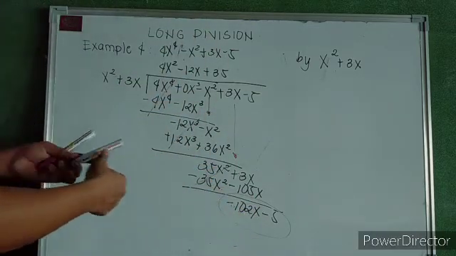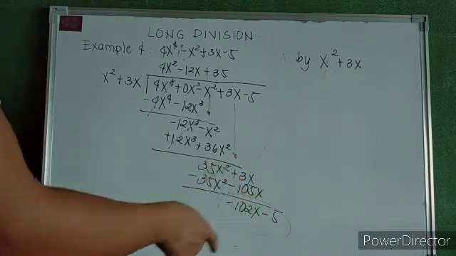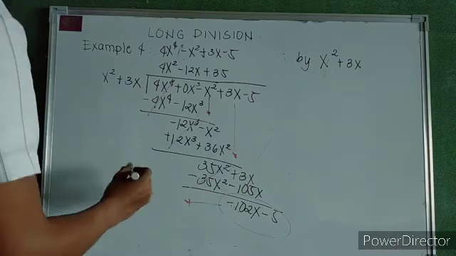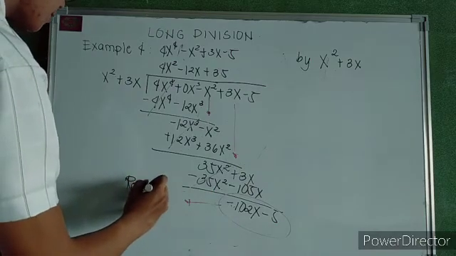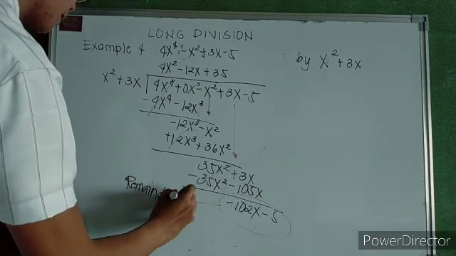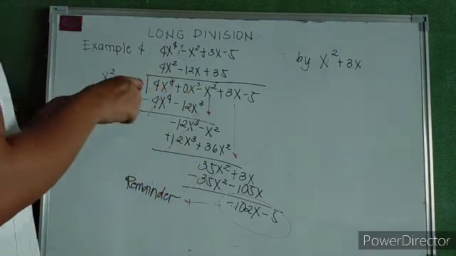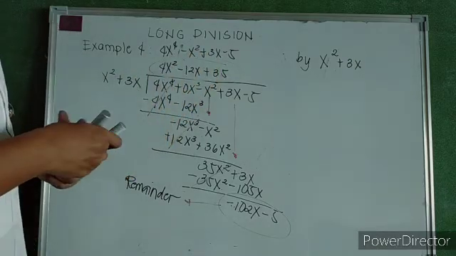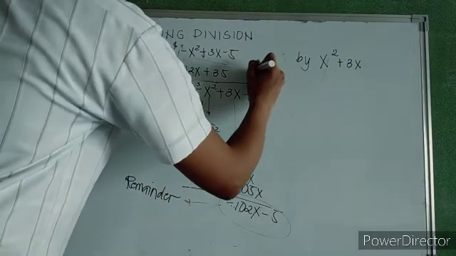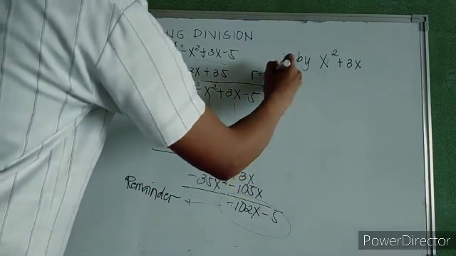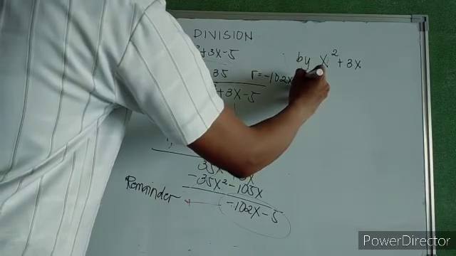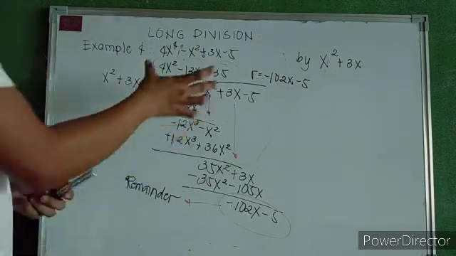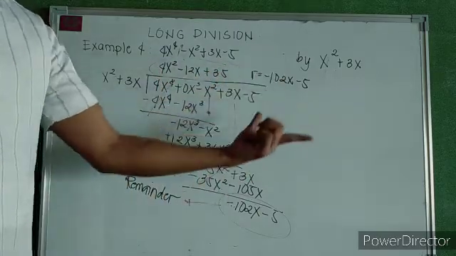Okay? Since hindi na siya pwedeng i-divide, yung negative 102x minus 5 natin, we call it as our remainder of the quotient. Okay? So, yung pinaka-quotient natin, that is 4x squared minus 12x plus 35, and then r is equal to negative 102x minus 5. I hope parehas tayo na nakuha sagot. Parehas tayo na nakuha quotient at saka ng remainder.